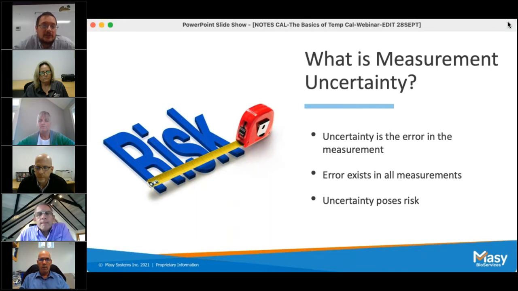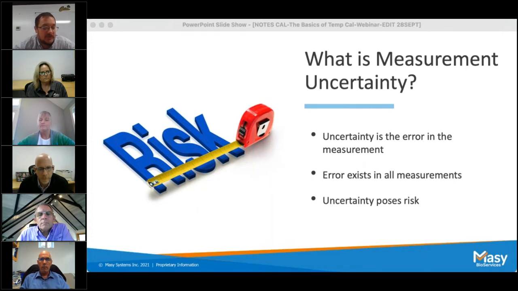And for the next slide, we're going to talk about measurement uncertainty. So first off, what is uncertainty? In layman's terms, it's just the error in the measurement. That's really all it is. A big takeaway from this is all measurements have some uncertainty on them. Even if you were to have your device calibrated by NIST or the NRC or UKAS in Europe, they would still provide at least some uncertainty with the measurement.